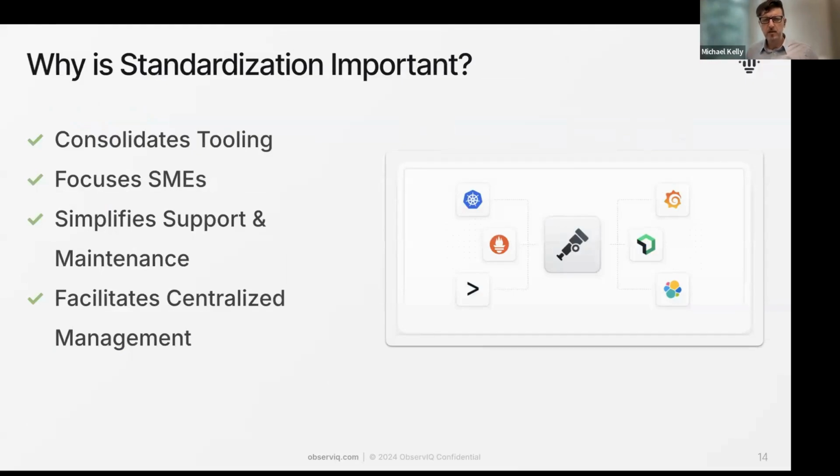To talk about standardization, it's consolidating tools, it focuses your subject matter expertise, simplifies support and maintenance, and really facilitates centralized management. So if you have standardization at the agent level, you're able to manage that all in a central location. We'll see why that's key in a minute.